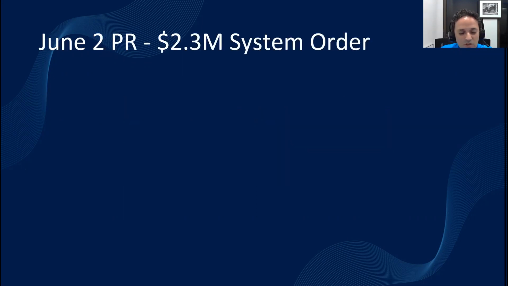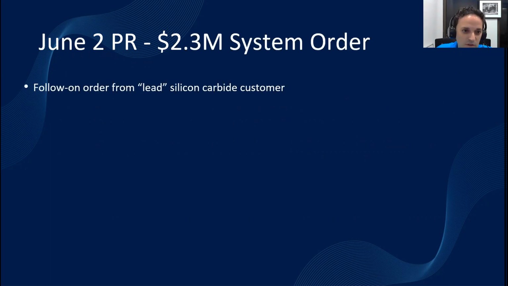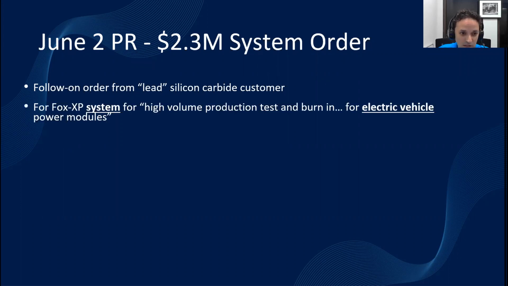So June 2nd. Look at some of the wording I got out here on the 2.3 million order. First of all, this was a follow-on order. This was for a Fox system, right? It's a follow-on order from their lead silicon carbide customer. It's for a Fox XP system for high volume production. So I've been seeing these PRs and I've been seeing the words high volume production, right? So is this for production or are they testing it?